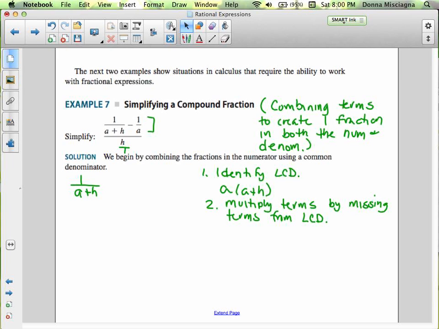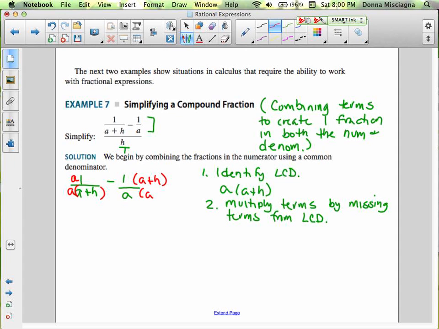We're going to multiply that by a over a. And the other term is missing the a plus h. Sorry, I want to color code it. So we have to multiply the numerator and denominator of that term by a plus h.